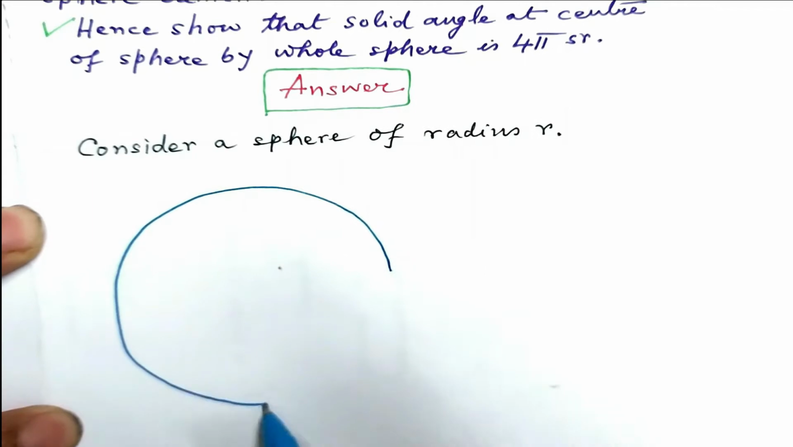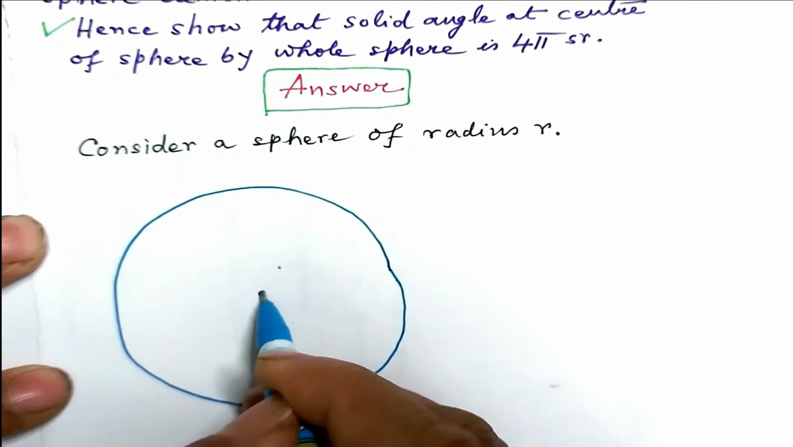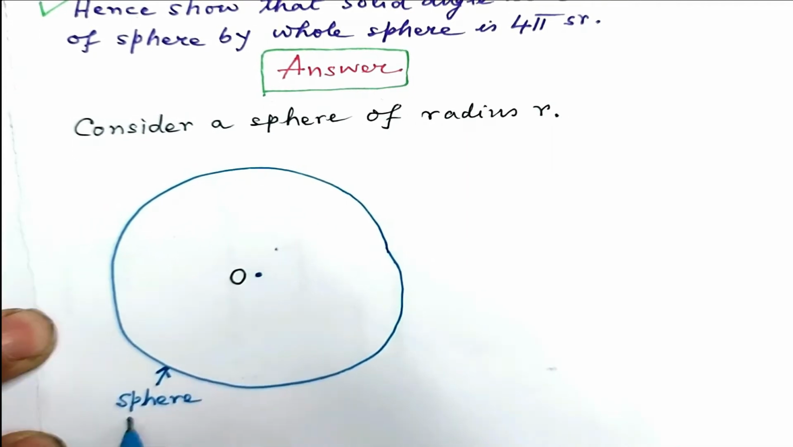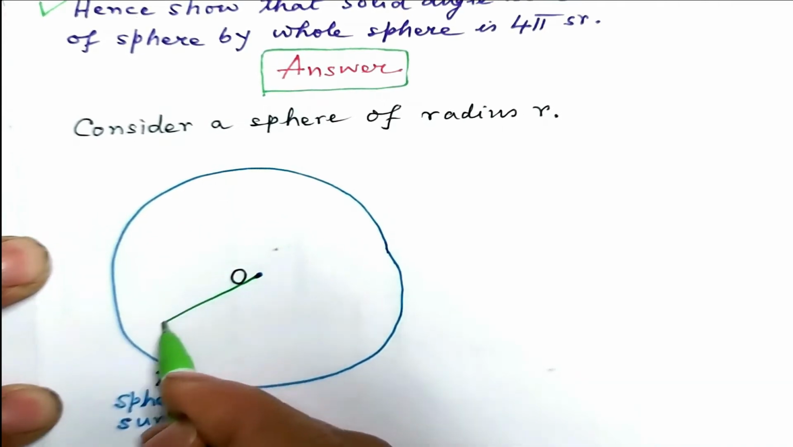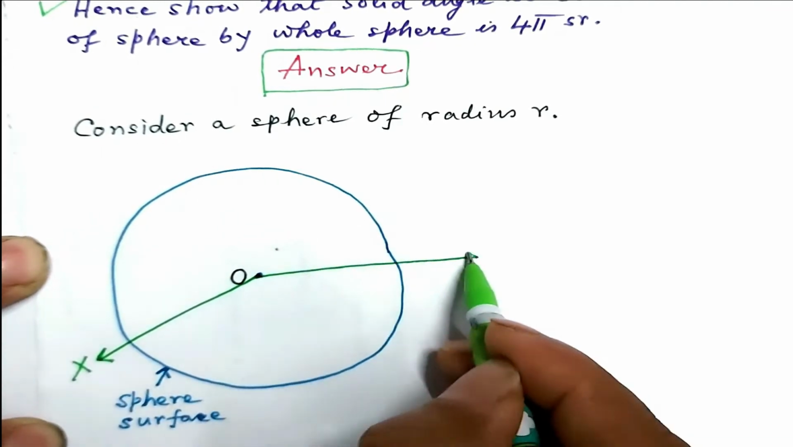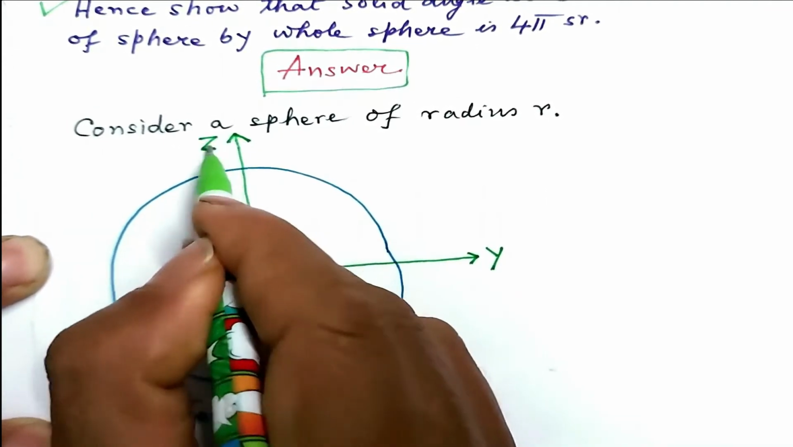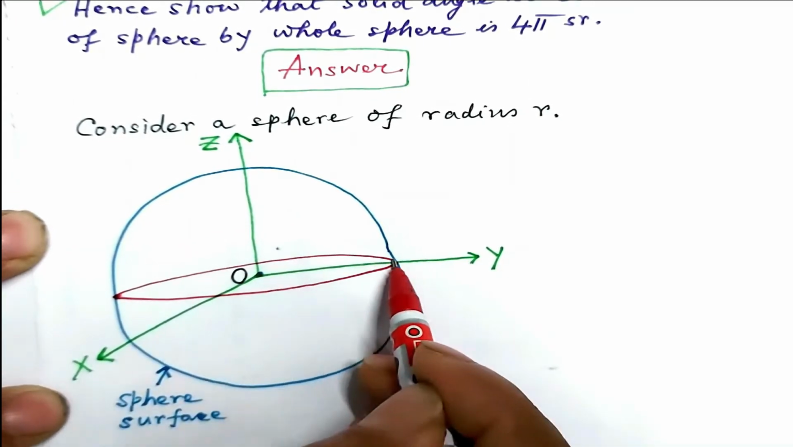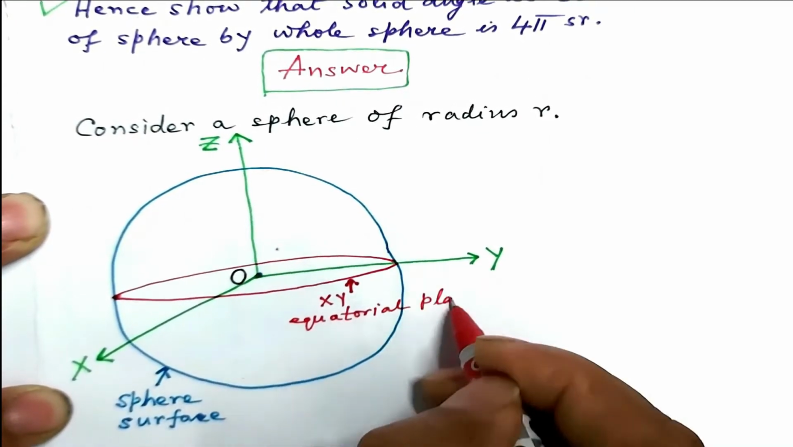Let us draw a sphere. This is the center. Call it O. This is the sphere surface upon which we focus our attention now. Let us build a coordinate system with O as origin. This is the x-axis, this is y-axis, and this is the z-axis. This is the equatorial plane, the xy plane, the xy equatorial plane.